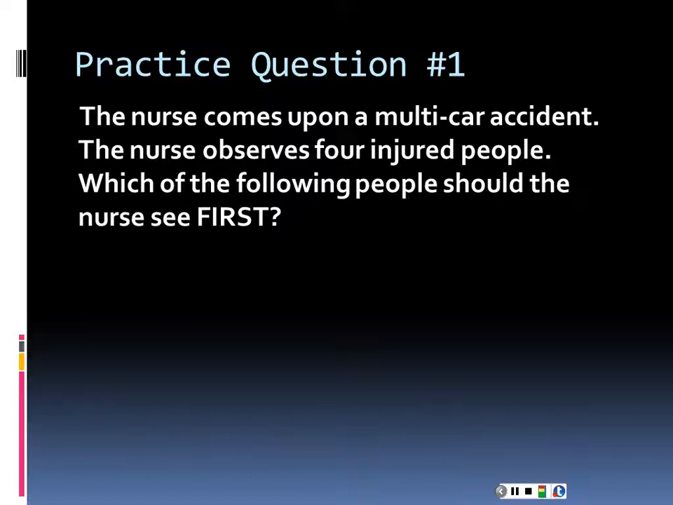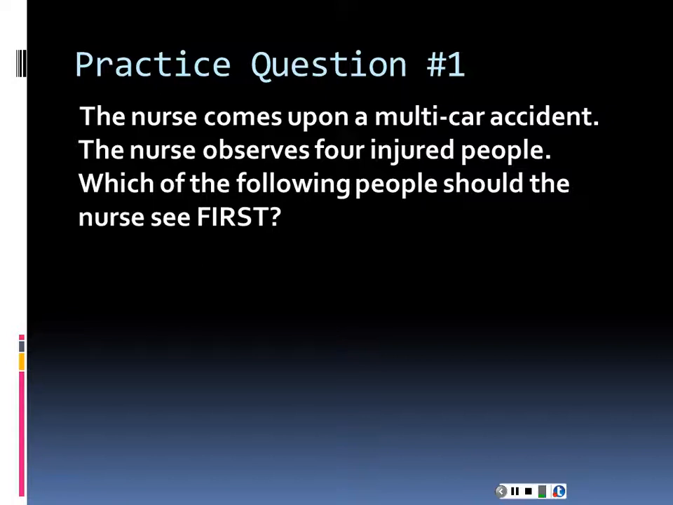So let's do some practice in who do you see first questions. We're going to do these a little bit differently. Who do you see first questions require you to find the least stable patient. The least stable patient is the patient you're going to see first. In order to find the least stable patient, you are going to eliminate people who have expected symptoms for their illness or injury, eliminate people who are stable, and then try to go ABCs. You may also need to consider who has a chronic condition versus an acute condition. That might be a way we need to go.